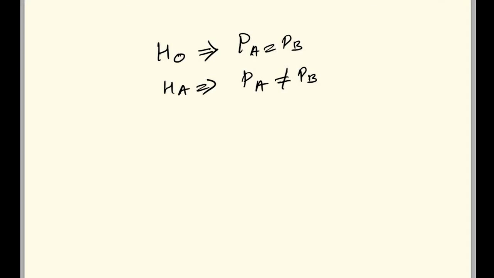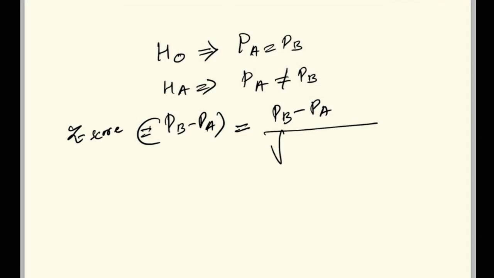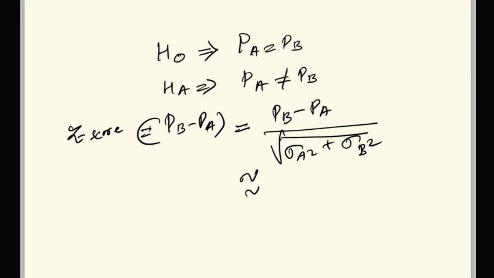Now let's find the standard score, the z-score in this case, to see if there is really a difference between the means, which is equal to PB minus PA divided by root of sigma A squared plus sigma B squared. We know all these values, and imagine, this is not exactly the right numbers I'm putting here, that we get approximately 2.14 and a p-value of, let's say, 0.25.